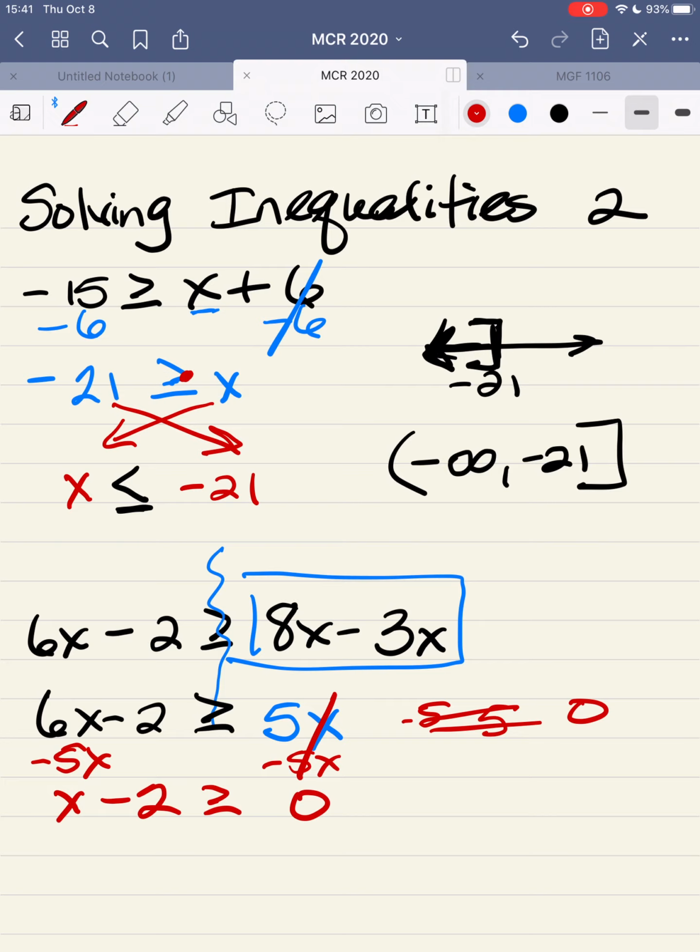It's totally okay. Then we're going to go ahead and add 2 to both sides. And x is going to be greater than or equal to 2. Now notice, we just did a lot of subtraction. No need to flip the inequality or do anything like that.